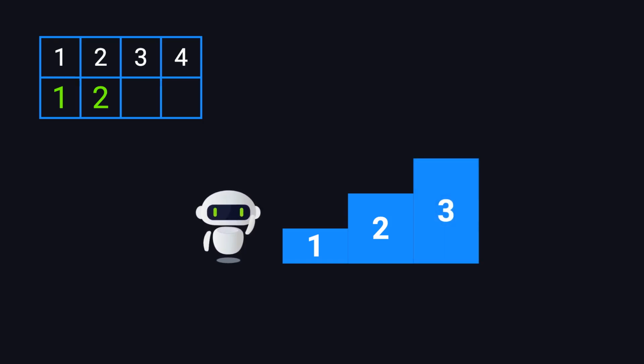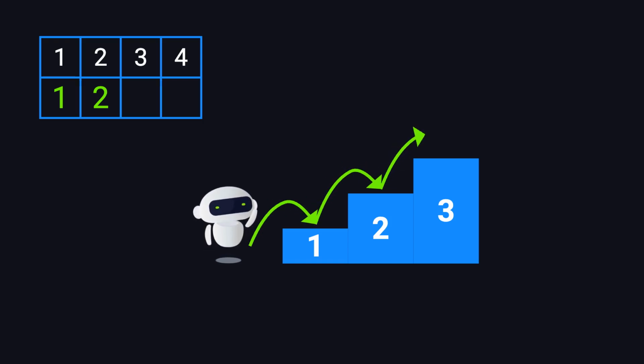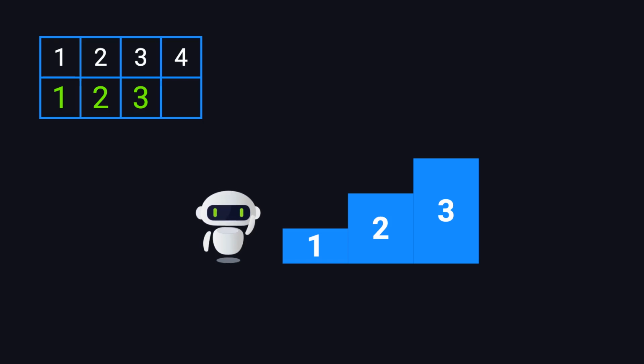Now, what about three steps? You could take one step, then one step, then one step. Or one step followed by two steps. Or two steps followed by one step. That gives us a total of 3 different ways to climb. Now, if you look at the table, 3 equals 1 plus 2. Interesting. It seems like the number of ways to reach step 3 is the sum of the ways to reach step 1 and step 2.